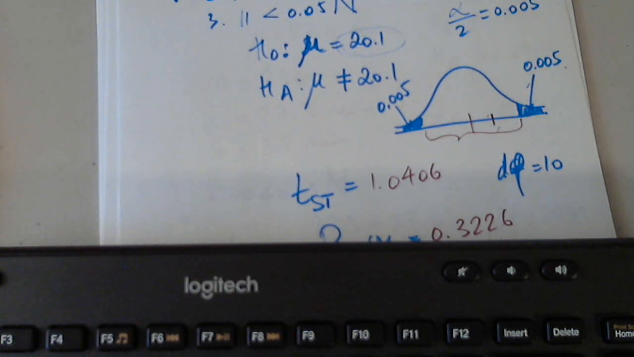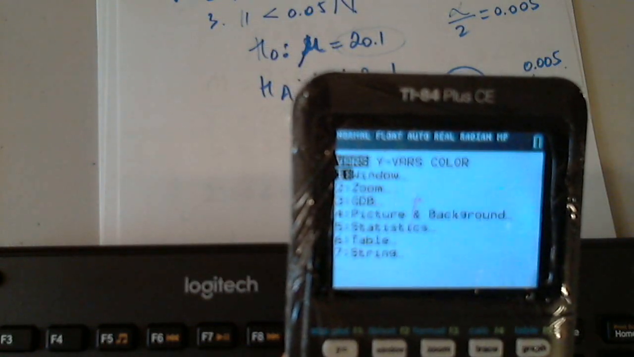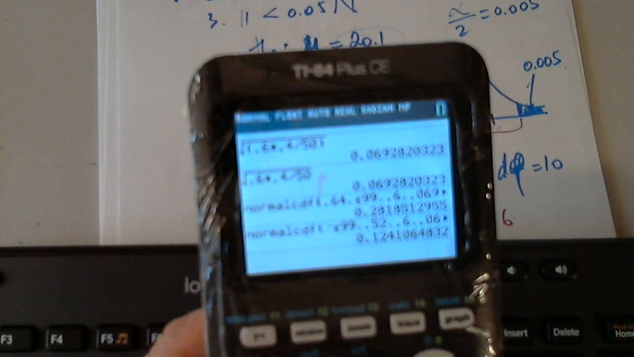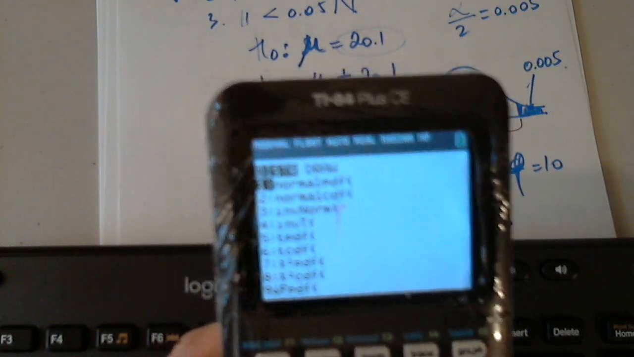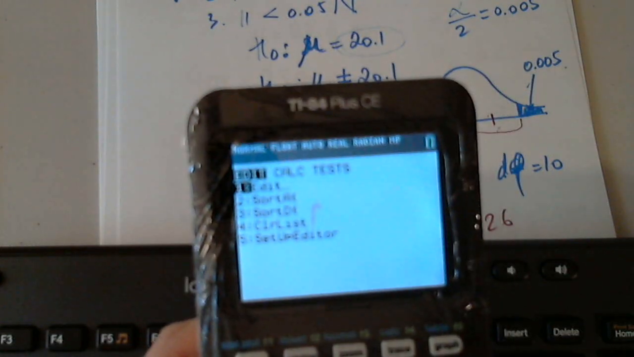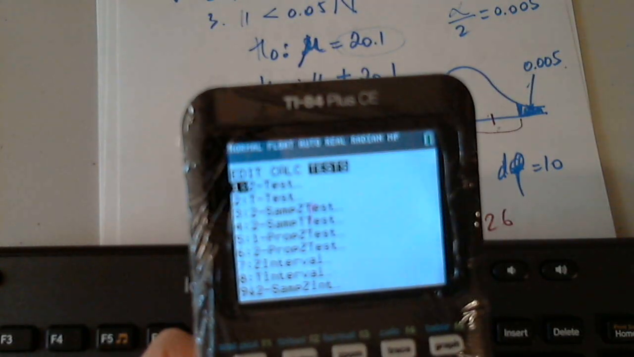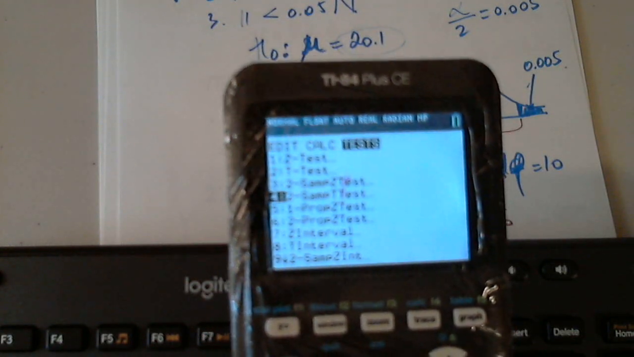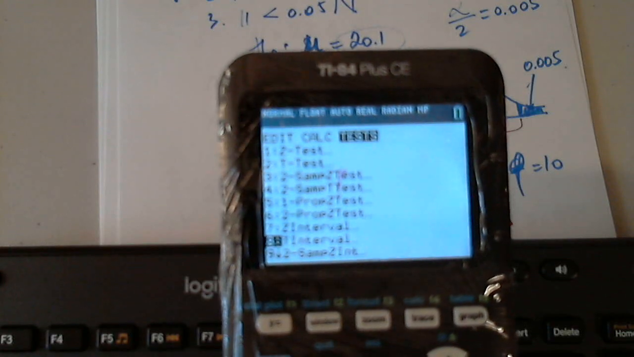So then this is for mu, and this is equal, and this is for mu, of course, and this is not equal to. So that's the first thing we need to do. Then construct a 95% confidence interval. So let's take the calculator. And this time we go to second, and we go to stat and tests. And we want a t interval. T interval.